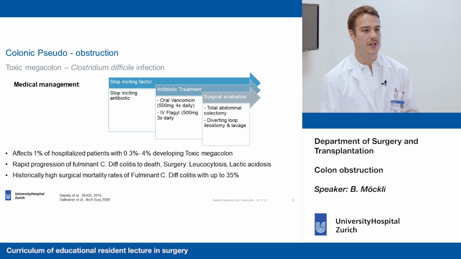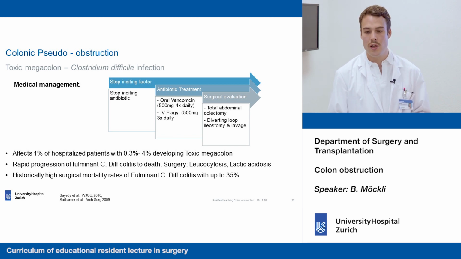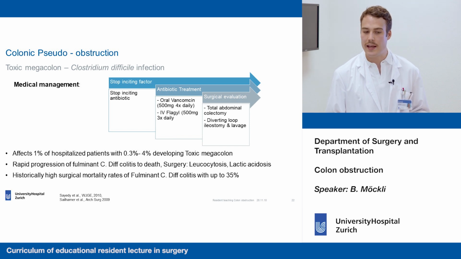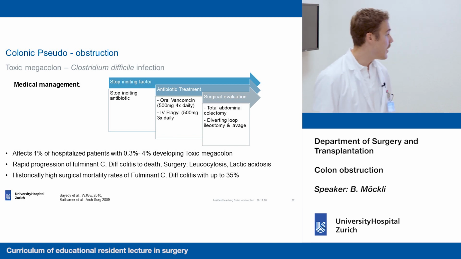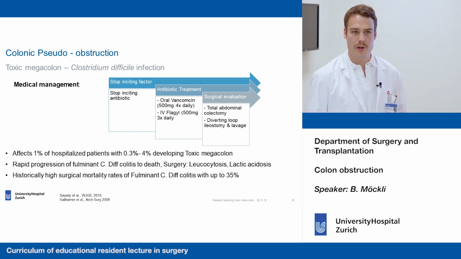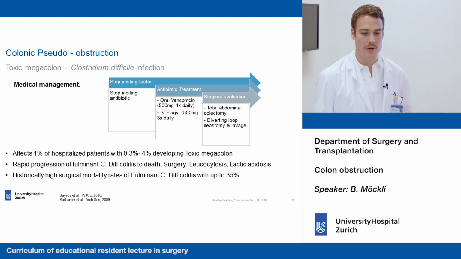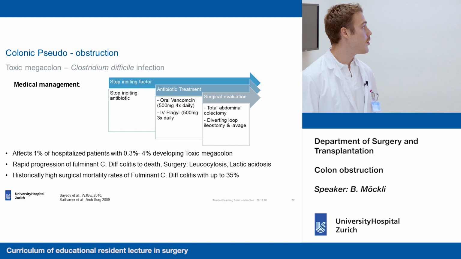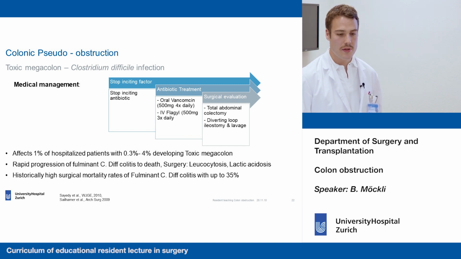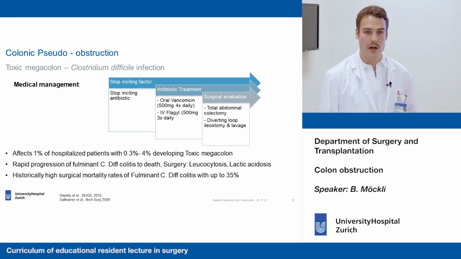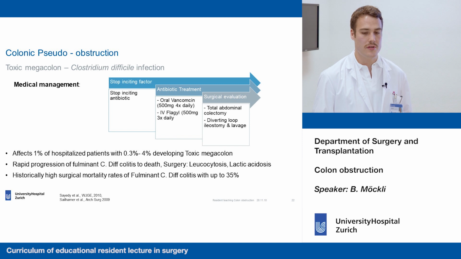There are no clear-cut lines or guidelines on when to take these patients to the OR, but some papers have proposed leukocytosis over 15 or 20,000 and then a lactate of over 5. However, there have been high surgical mortality rates for fulminant C. diff colitis, up to 35%, and a lot of doctors are hesitant to go on to do surgery. For the medical management, first, the inciting antibiotic needs to be stopped. Then an antibiotic treatment with oral vancomycin and IV Flagyl needs to be started, and the patient evaluated for surgery.